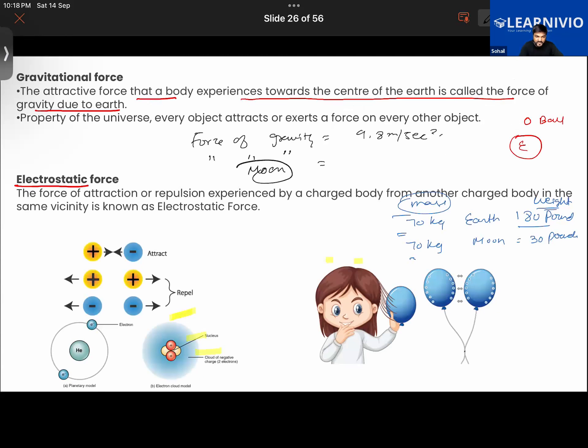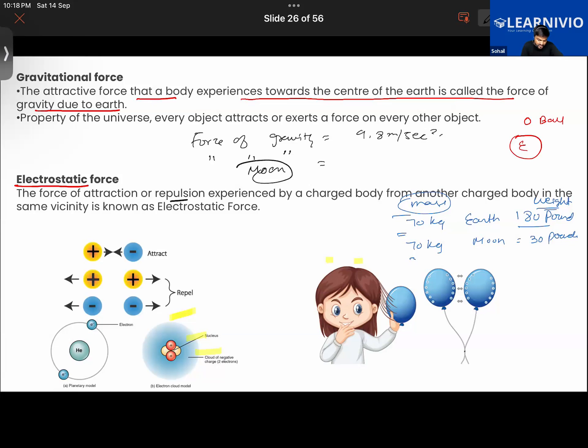Or just take a plastic ruler. When we rub it against our hair, it acquires charges, it becomes charged, and it starts to attract tiny pieces of paper. So are the papers and ruler here in contact? No, they are not in contact. A force of attraction happens between them because of the charges on them. So that is the case of electrostatic force.